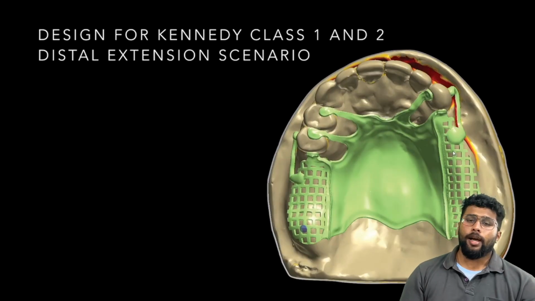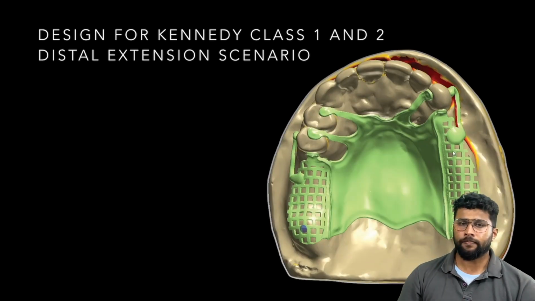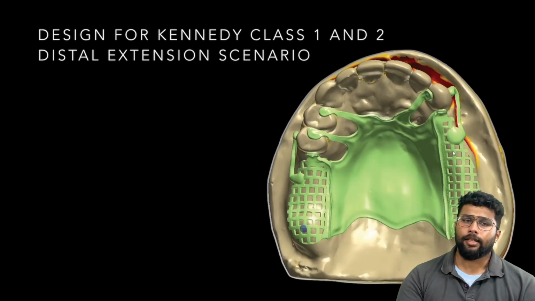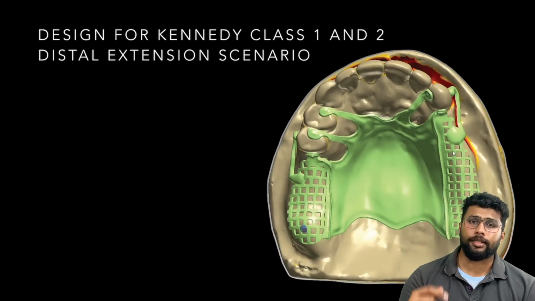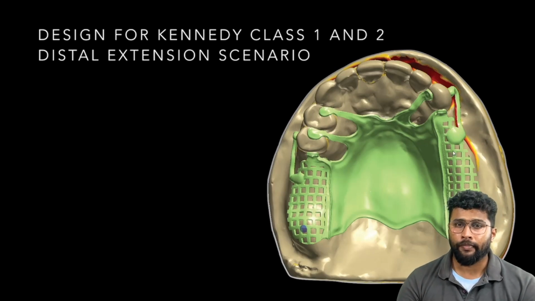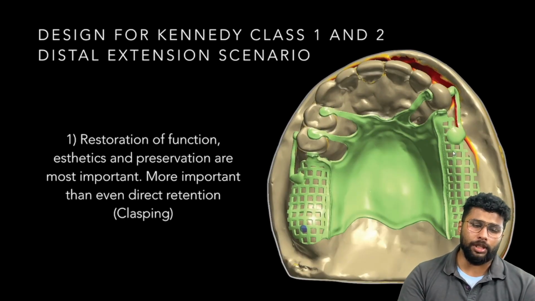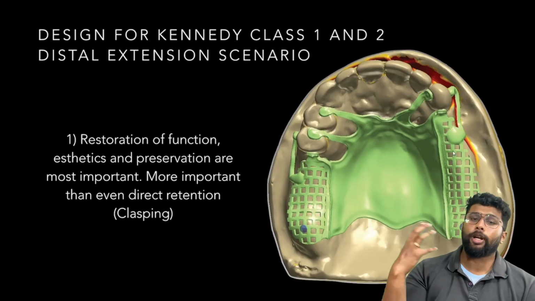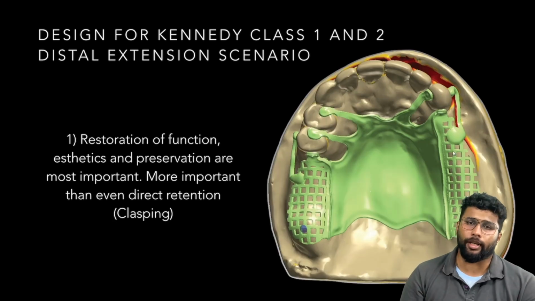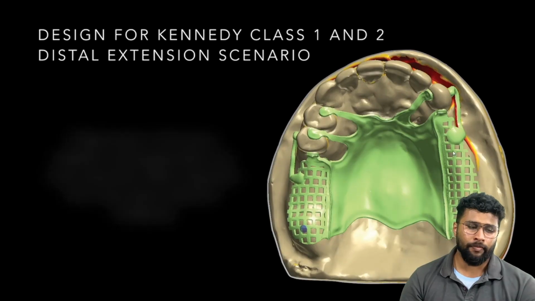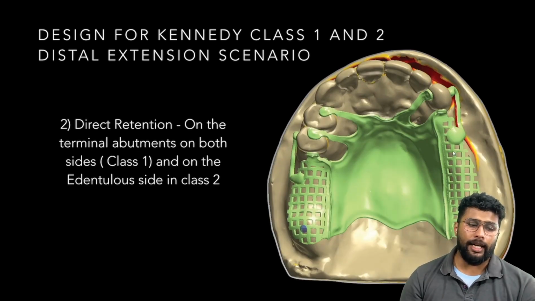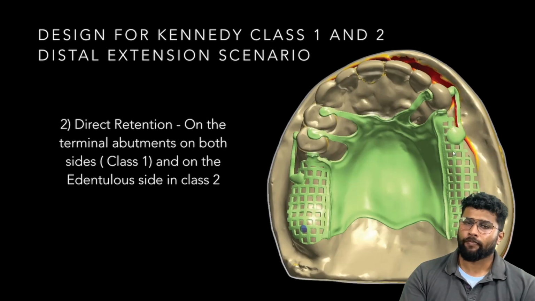All right. So in the finality, what does a final design for a Kennedy's class 1 or a class 2 situation actually look like? So one of the key features is that, of course, it is going to restore the form and function. And this is even more important than actually retention or clasping in a particular case, right, in the distal extension scenarios. Now, the second important thing would be that there is going to be direct retention, and this is going to use something called a bipod configuration, right?